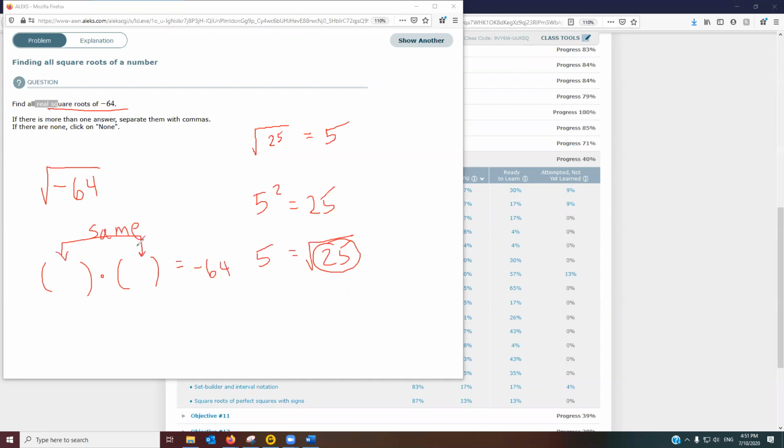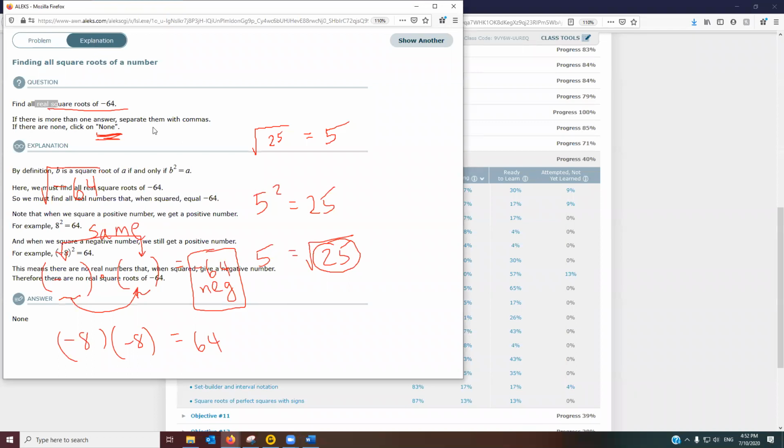Well, there can't be any answer to this, because if I take some number times itself, I'll never get a negative. If these were both negative numbers, say -8 times -8, that would give me a +64. So there's no way to take a number times itself and get a negative number. That's why the answer here is none. You can't take the square root of a negative number and come out with a real number answer. Remember, you can read through the explanations on these to get more insight.